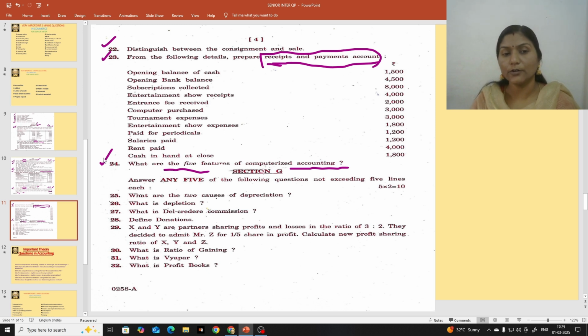Question number 21 to 24, 5 marks bit. You are going to attempt only 2 questions, any 2. If you want to write problems, you learn problems. If you want to write theory questions, you learn theory questions. I will give you the list of all important theory questions, what to learn for 5 marks.